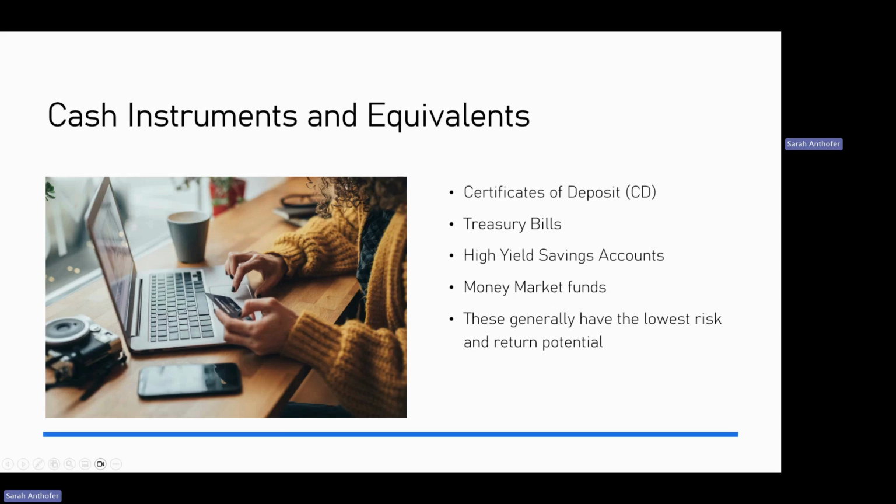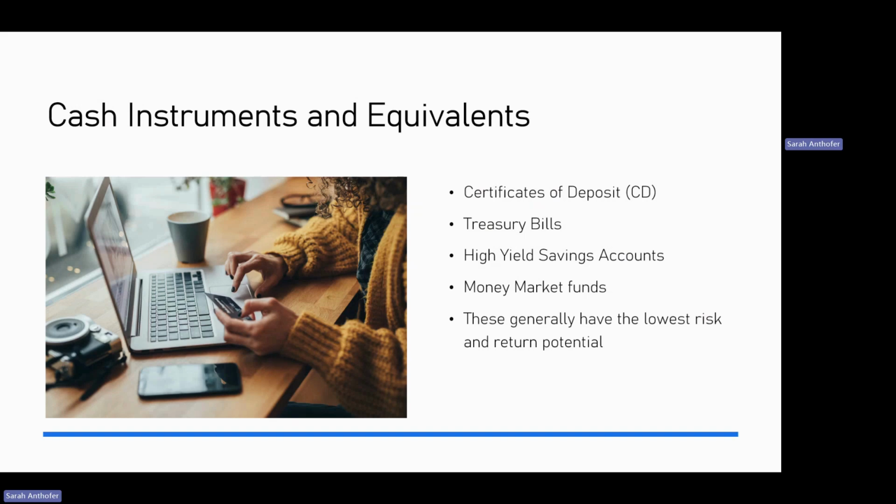These generally have the lowest risk and return potential. When we think about an investment option that's in this kind of structure, what we're usually looking for is something that has a short-term goal. Maybe it's something that we want to have a little bit more return than just my regular savings account. Maybe this might be a place for my emergency fund. A high yield savings account might be a good place for my emergency fund. That might be the right kind of investment vehicle for me.